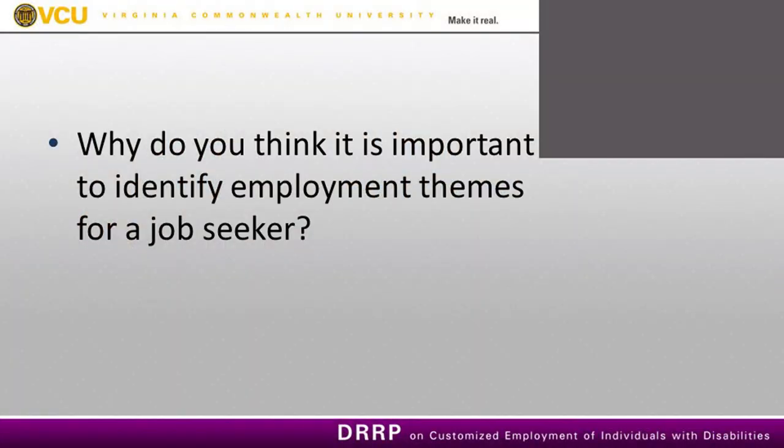Okay, thank you. So as you're going through your discovery, why do you think it's important then to identify employment themes for a job seeker? I think it's very important because it's more individual specific for the job seeker. It allows the employment specialist to have more of a direct path when looking at different businesses. And it's going off the interests and strengths and abilities of the job seeker and not just a broad bucket of information. Right, you're kind of looking at what the job seeker wants instead of what an employer may want.